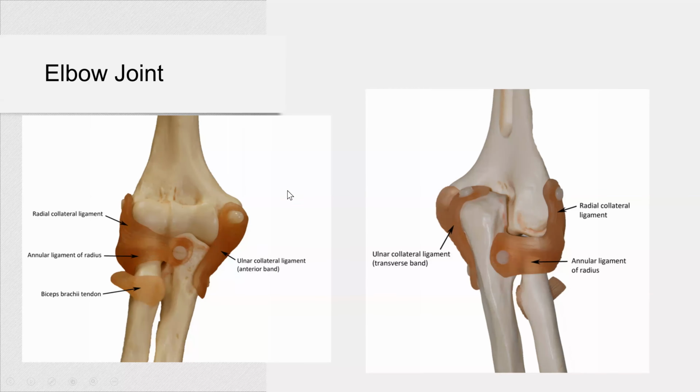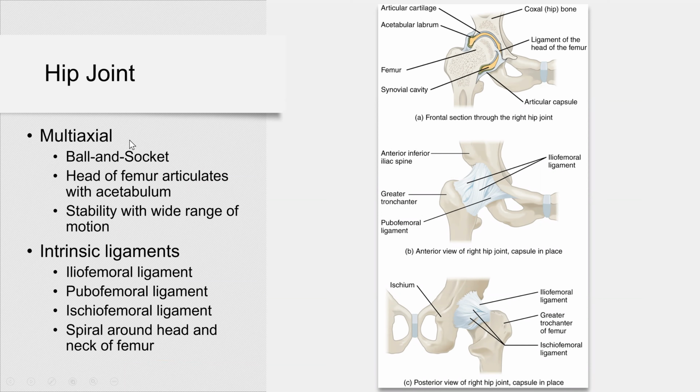Hip joint. Hip joint is a multi-axial joint. It's also a ball and socket joint, and head of the femur articulates with acetabulum. So if you remember, acetabulum is a socket found in a hip bone, in os coxa bone, and the femur has this round structure that is called head of femur. It's a stable joint with a wide range of motion. And of course, we have several ligaments. Let's look at those ligaments on the next slide.